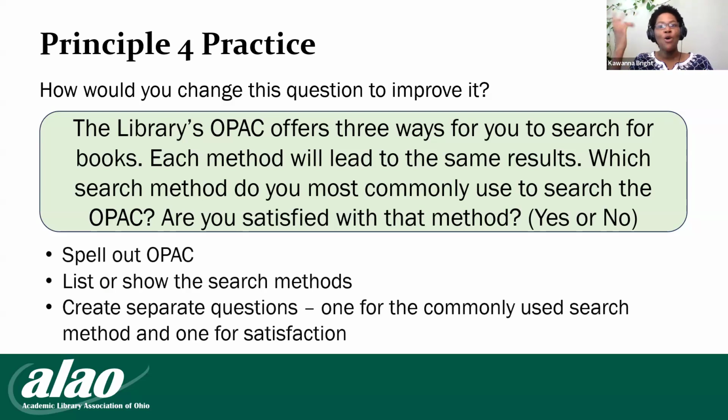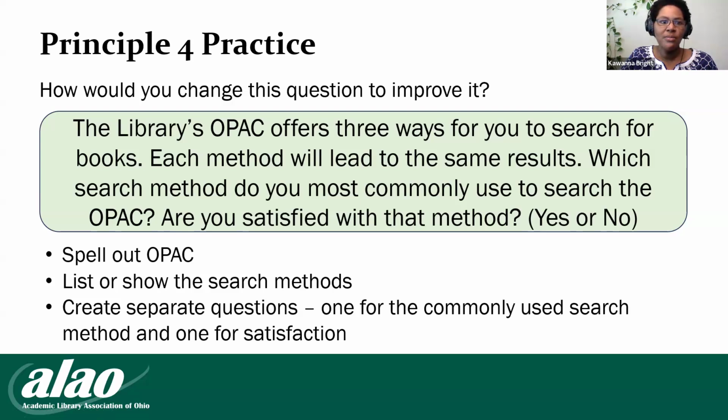This is basically spell out OPAC. If you're going to use it, spell it out. List or show those search methods. You said both of those things. And create separate questions. You can actually do one for the commonly used search terms and one for the satisfaction if you want to. You don't have to bunch everything into one item. So you're on the ball. This checklist is so easy for you all. It's going to be second nature by the time you start pulling together those surveys.